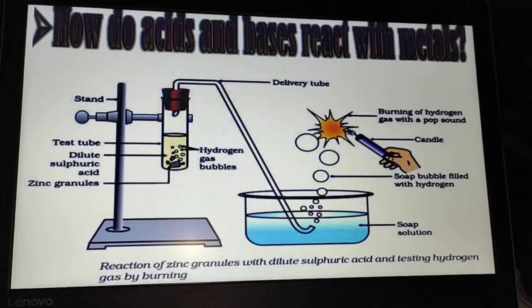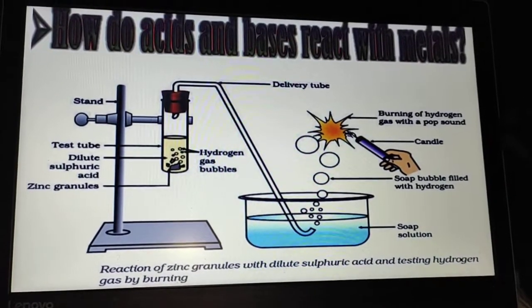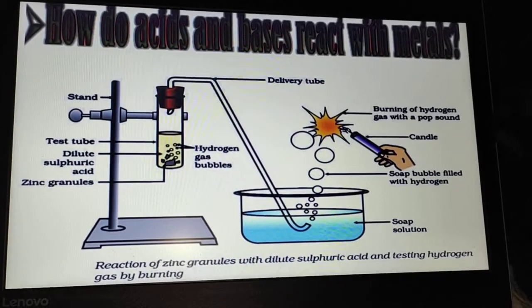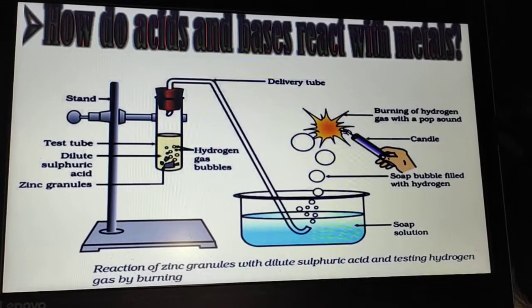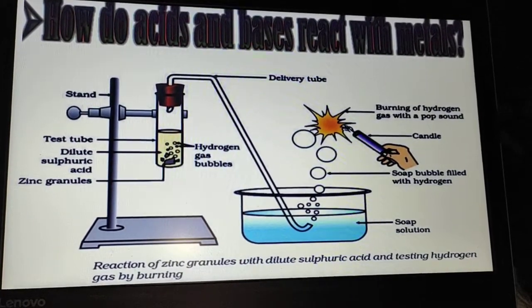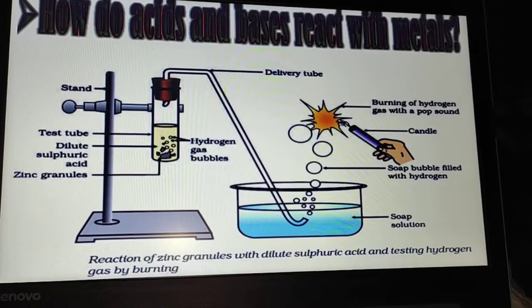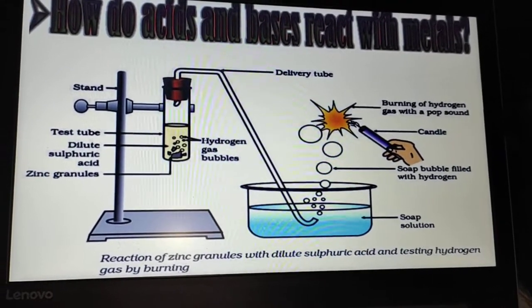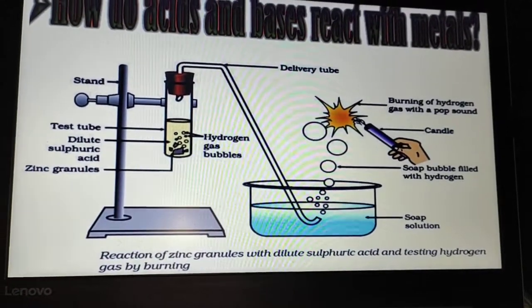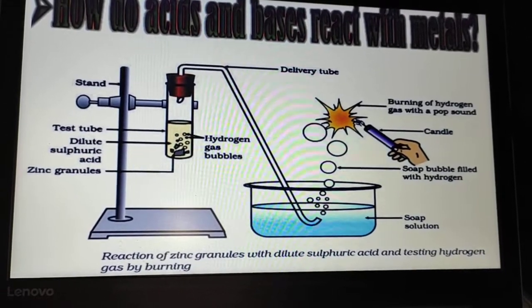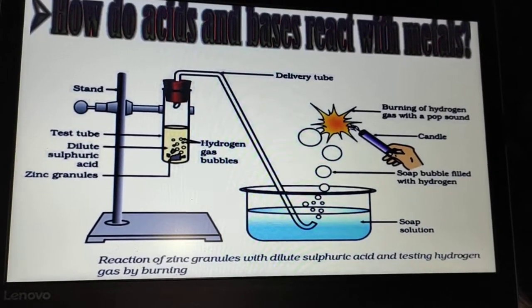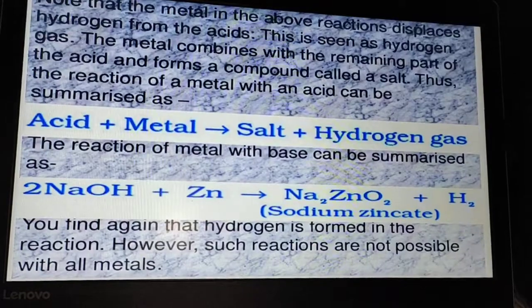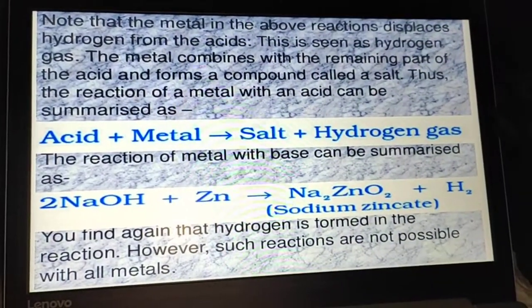So this kind of reaction is the reaction between acid and metals. The reaction of zinc granules with dilute sulfuric acid and the testing of hydrogen by burning. So this is the pop sound experiment to detect the presence of hydrogen gas when the metal is reacting with the dilute sulfuric acid. So this is the explanation.